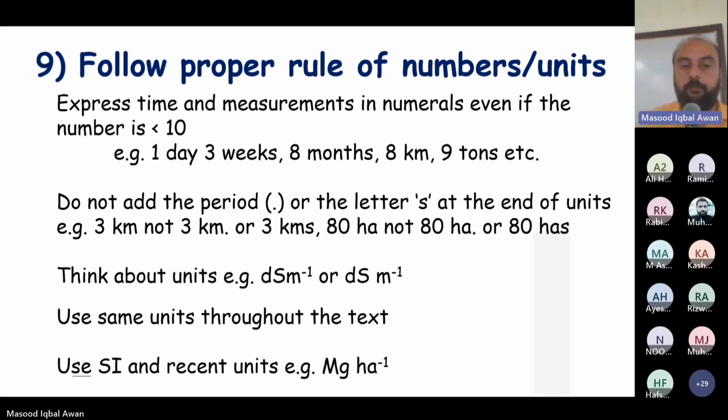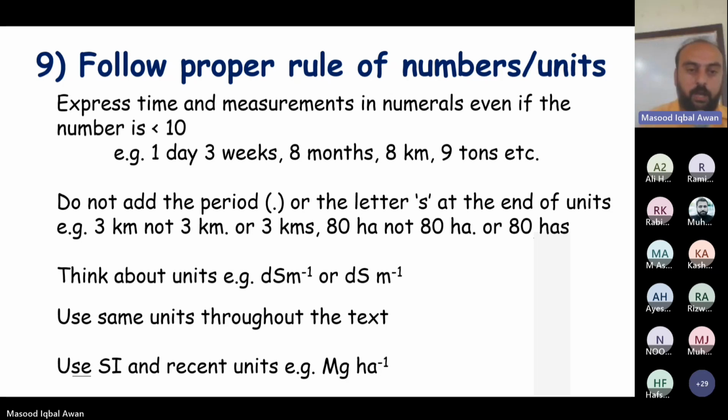We need to express time and measurements in numerals, even if the number is less than 10. So if we are writing time or measurements like 1 day, 3 weeks, 8 months, 8 kilometers, 9 tons, etc., then we can write it in digit form even if the number is less than 10. And we should not add the period or the letter S at the end of a unit. For example, 3 km is okay, 3 km with a dot or 3 kms is not okay.